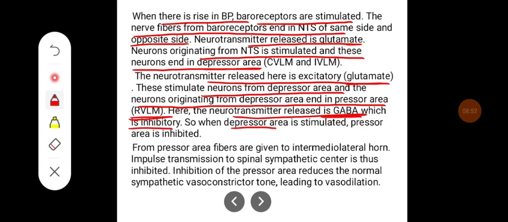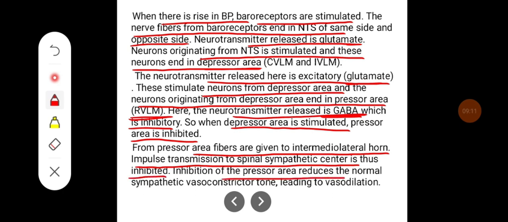So when the depressor area is stimulated, the pressor area is inhibited. From the pressor area, fibers are given to the intermediolateral horn. Impulse transmission to the spinal sympathetic center is thus inhibited. Inhibition of the pressor area reduces the normal sympathetic vasoconstrictor tone, leading to vasodilatation.